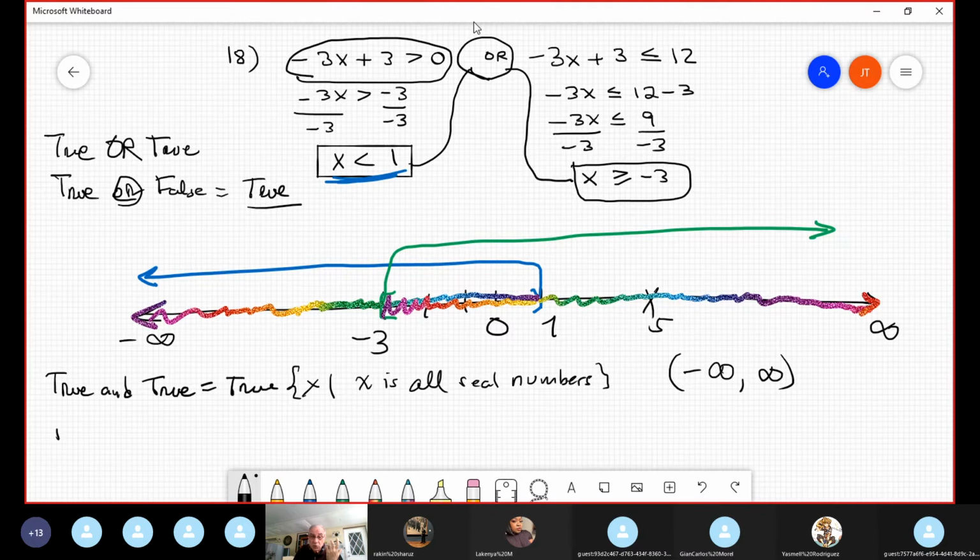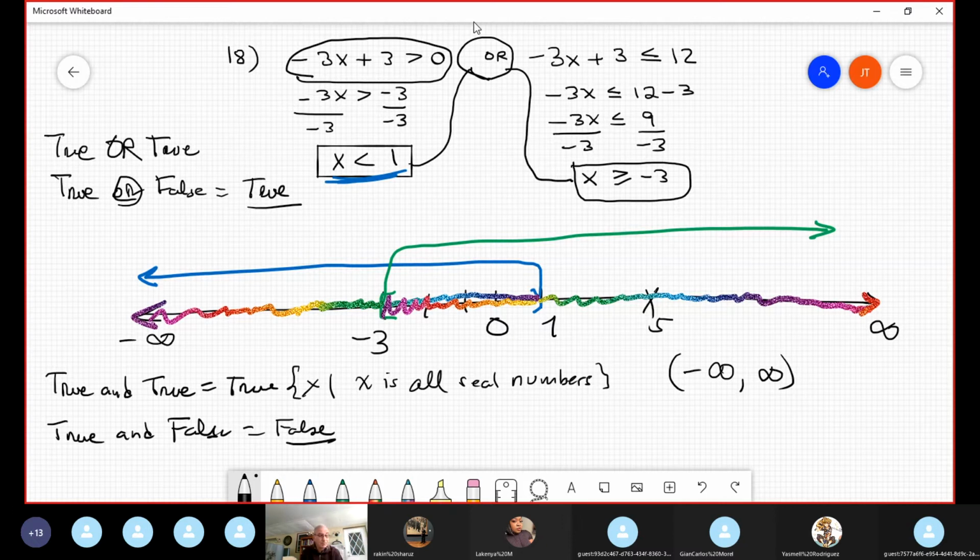But true and false, it's obvious that it's false. In "and" you must satisfy both inequalities. In "or" you need to satisfy only one. And that's it, it's true.